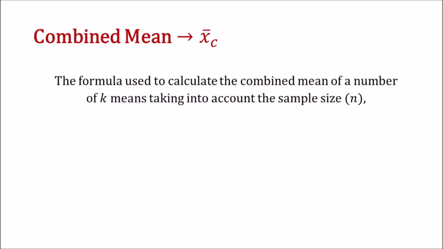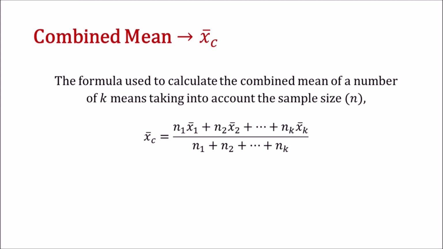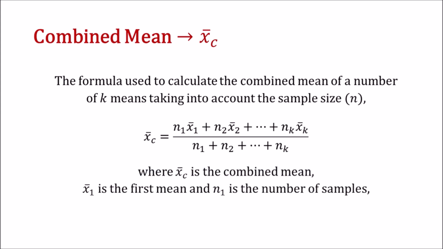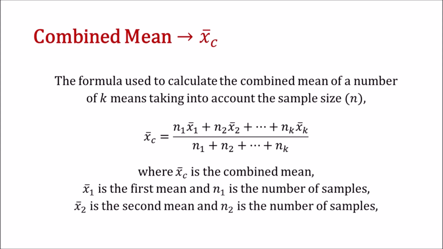The formula used to calculate the combined mean of a number of k means, taking into account the sample size n, is x bar c equals n1 x bar 1 plus n2 x bar 2 until nk x bar k, divided by n1 plus n2 until nk, where x bar c is the combined mean, x bar 1 is the first mean and n1 is the number of samples, x bar 2 is the second mean and n2 is the number of samples, and so on up to the k-th mean.